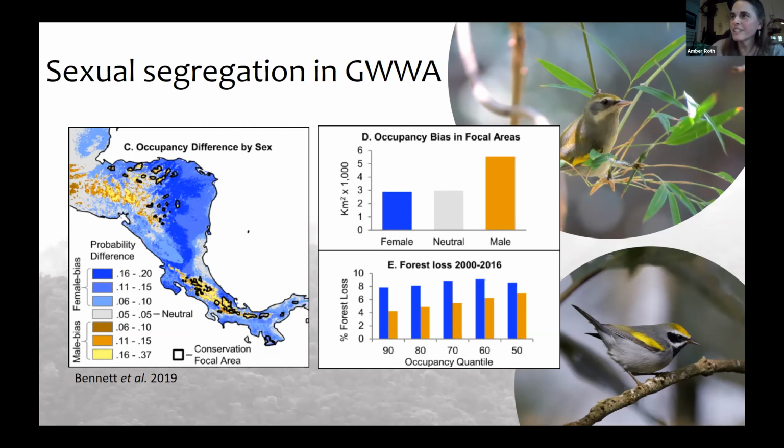What we've learned is that these focal areas are very male biased, and that if we were to move forward with conserving habitat for females, we probably want to increase the focal areas that we have in those blue areas. The other interesting thing is that these different areas are experiencing different levels of forest loss. Females are in areas or forests that have higher rates of forest loss than males, which may also indicate some parts of the problem and where there may be a limiting factor for this species. But we really need to look at that more closely demographically.